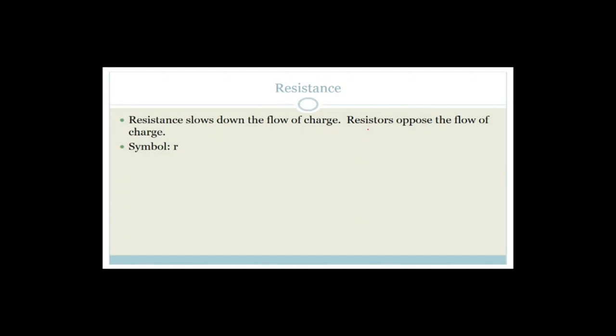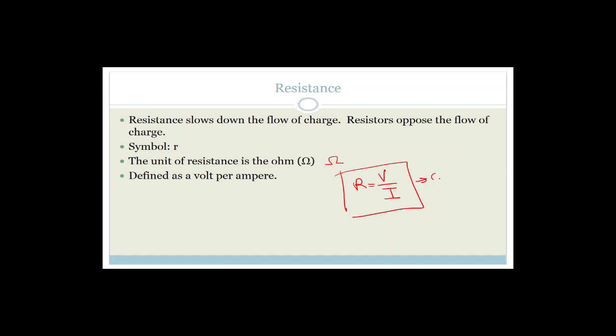The symbol for resistance is an R, and the unit of resistance is the ohm. It's the Greek letter omega, which you can just draw like that. Basically, it's defined as the volt per ampere, and later on you'll learn a bit more about Ohm's law, which proves this. So it's defined as the volt per ampere. Let me just write that: R is equal to V over I. And that's actually Ohm's law. So this was a Mr. Ohm that went along and did that.